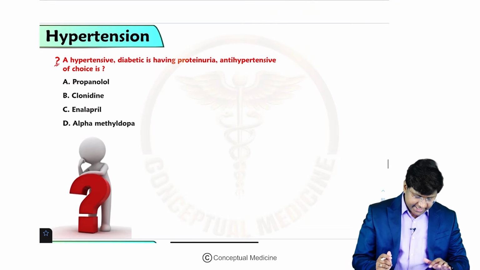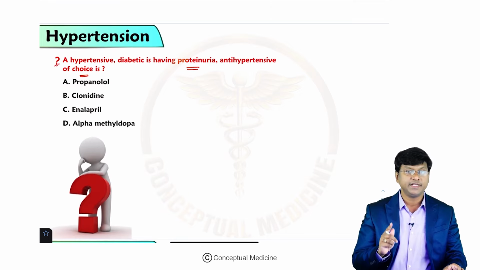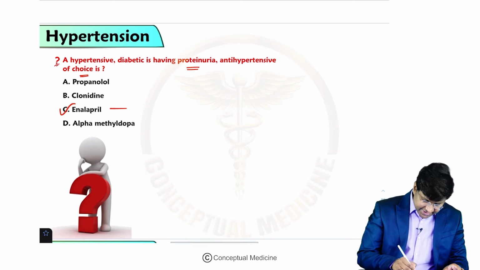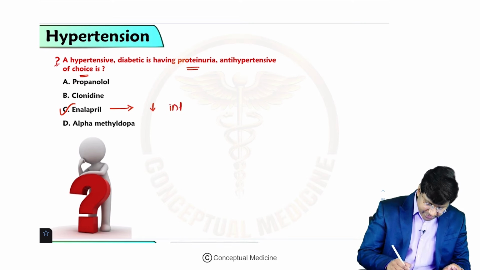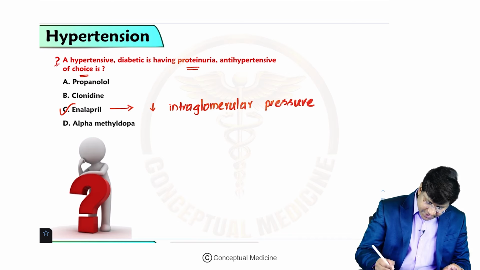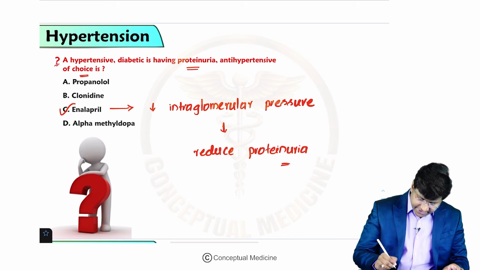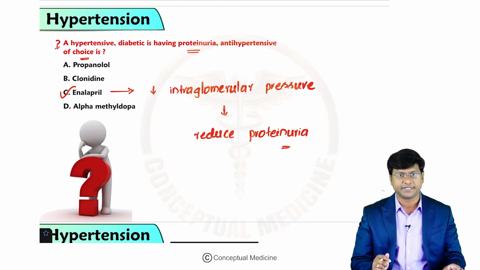Now the next important question is, a hypertensive diabetic is having proteinuria. What is the antihypertensive of choice? Please remember, in individuals with proteinuria, the drug of choice will be ACE inhibitors, that is, enalapril is an ACE inhibitor. ACE inhibitors will reduce the intraglomerular pressure, and thereby reduce the proteinuria. So that is the treatment for proteinuria in patients with hypertension.